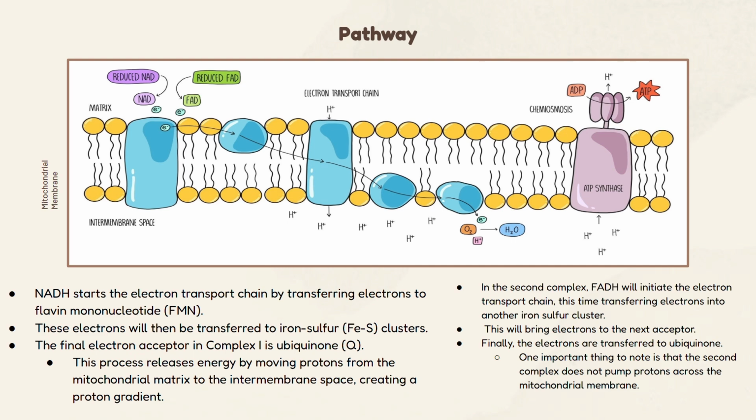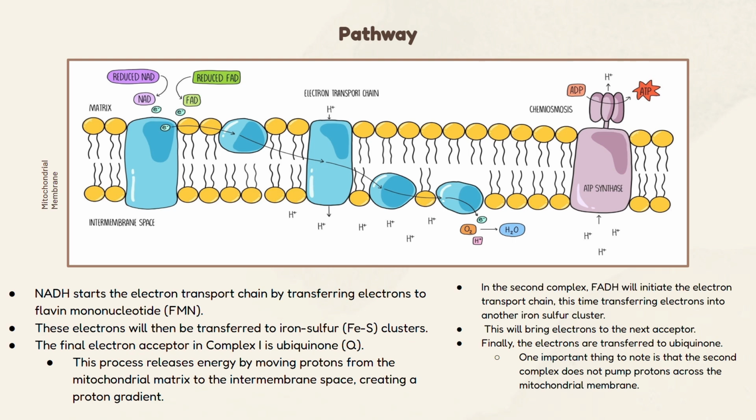NADH is considered to be more effective than FADH2 because NADH allows for an increased amount of ATP energy production, as NADH enters the electron transport chain at an earlier stage, which allows for more protons to be pumped across the membrane. Now, moving on to the second complex, FADH2 will initiate the electron transport chain by transferring electrons into another iron-sulfur cluster. The electrons will then be transferred into the next acceptor.